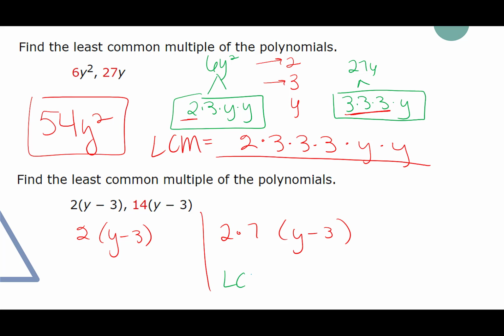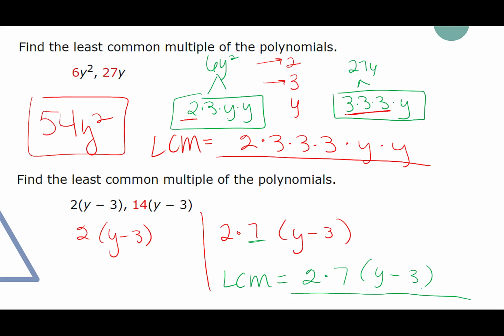And so to build this LCM, we'll look back at the factors and figure out which one used the factor the most. They both had a 2. Both of those 2s were only used once in the prime factorization, so the LCM will use the 2 once. The second polynomial used the factor 7 one time, so it will be used one time in the LCM. And then do you see that both of them have the binomial factor of y minus 3? So that will be used once in the LCM.